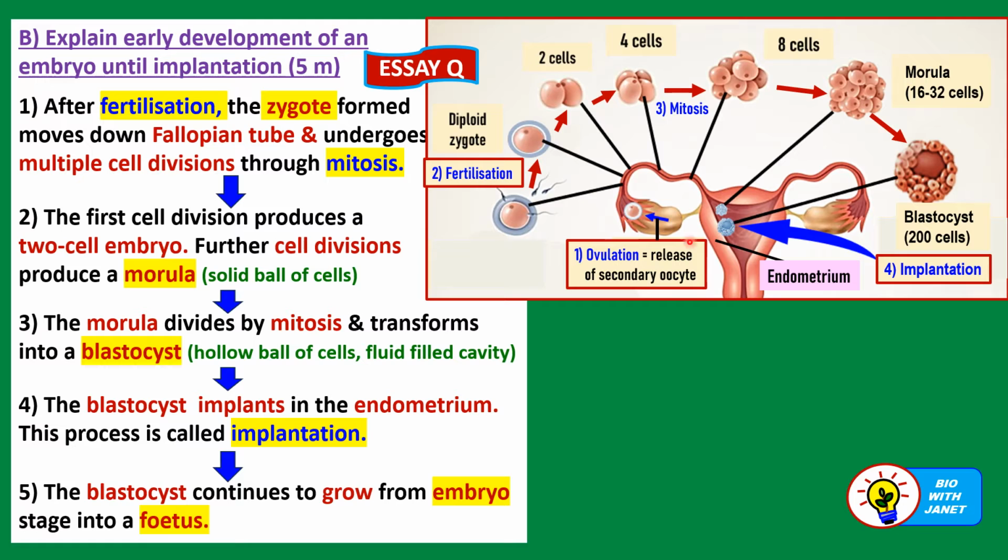So look at all the important keywords like zygote, 2-cell embryo, morula, blastocyst, implantation, then the formation of the fetus. All these are important. And then the processes like mitosis, fertilization, mitosis, and implantation.